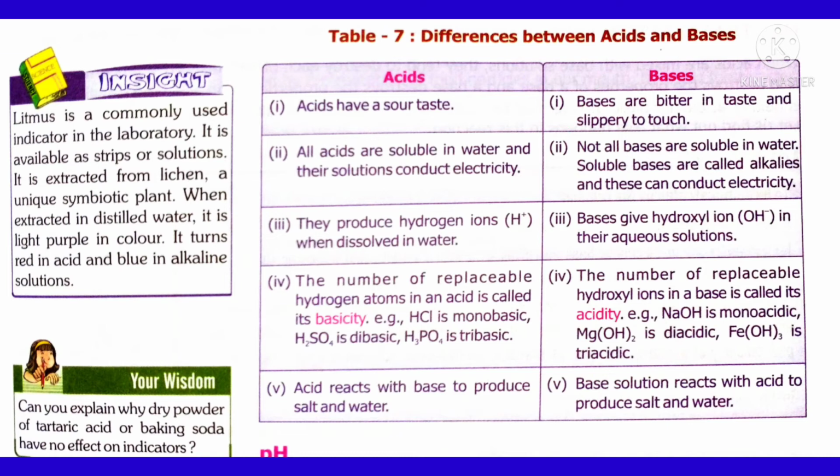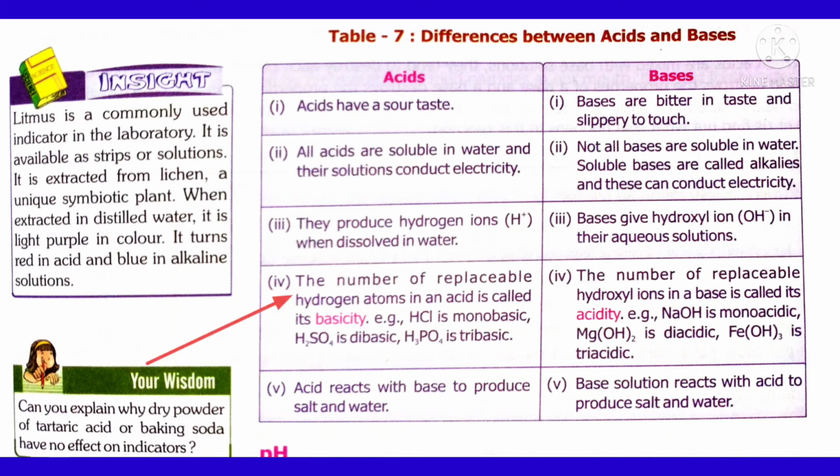All acids are soluble in water, so they conduct electricity because of the formation of ions. But all bases are not soluble in water. Only a few bases are soluble in water, and they are called alkalis. Those alkalis conduct electricity due to the formation of ions. The difference is that acids produce hydrogen ions on adding water, whereas bases produce hydroxyl ions on adding water.